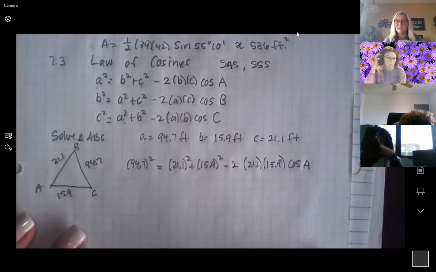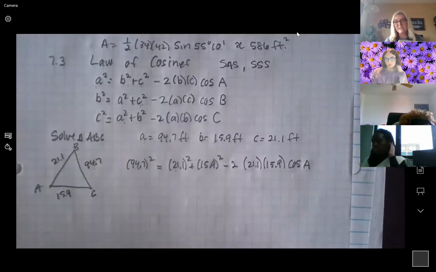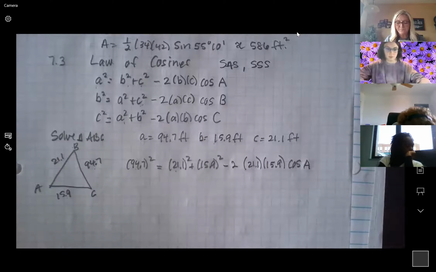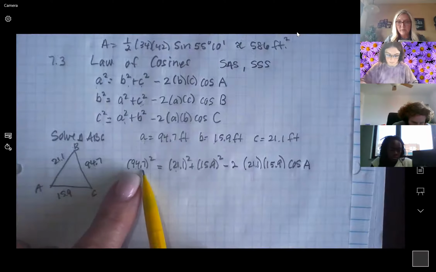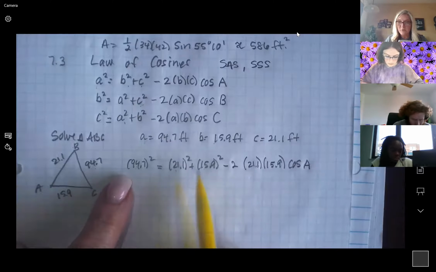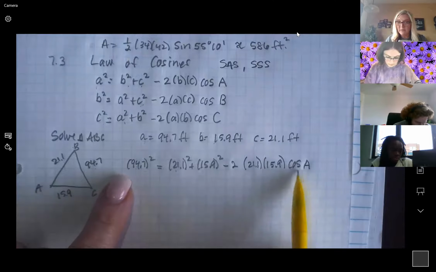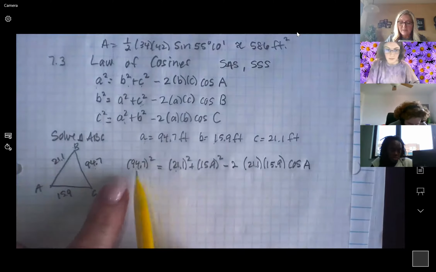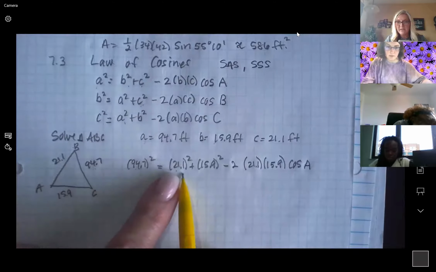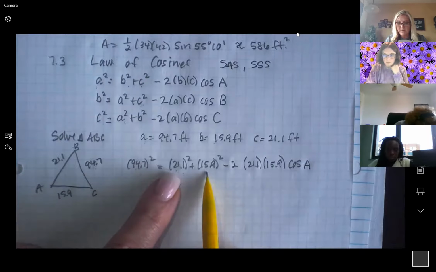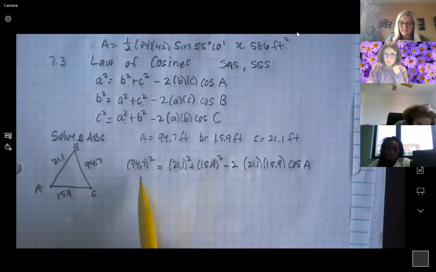So this can almost be done in one step, but I would probably say do it in a couple steps. On my calculator I'm going to take 94.7 squared, and because I'm going to solve for cosine A, I'm going to subtract these over. So I start with 94.7 squared minus 21.1 squared minus 15.9 squared, because I would have all of those over on this side.